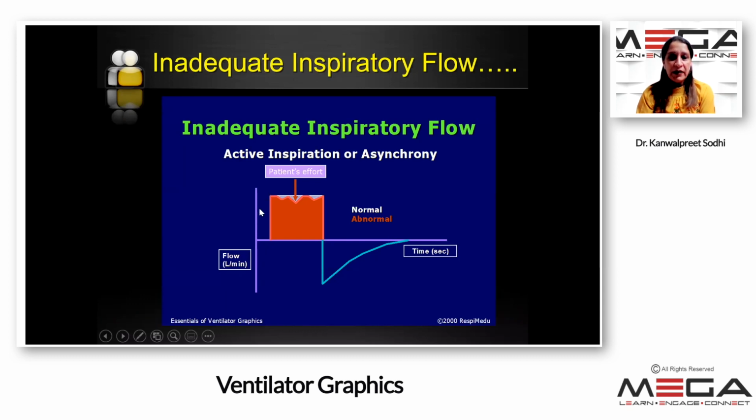What is this showing? This is showing that the inspiratory curve is having these dips. This shows that there are patient efforts, which imply that the flow rate set is not adequate. So we need to improve the flow rates.